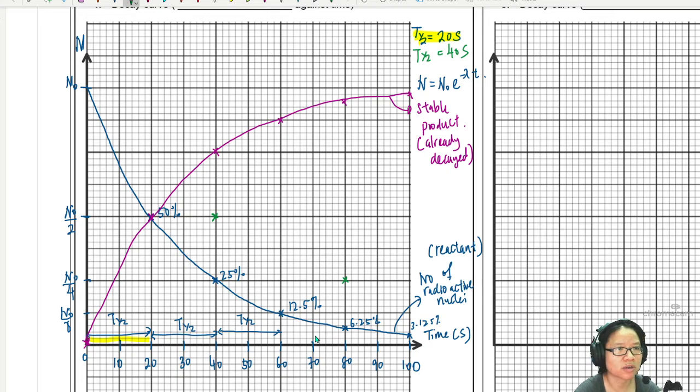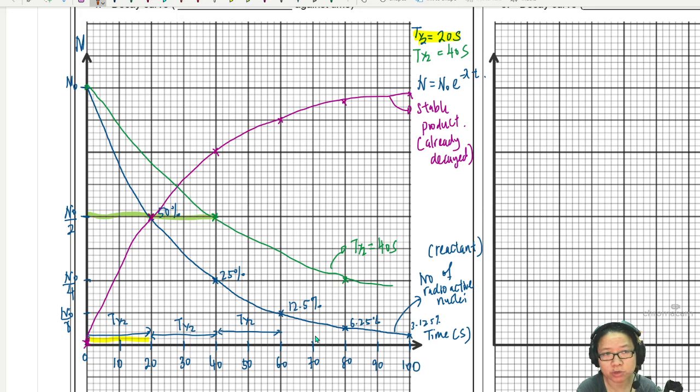Okay, and then that's all we have. So you could also join this in an exponential shape. So this one, the half-life is 40 seconds. And if you want to mark out the half-life, it will be from here to here. All right. Of course, half-life can also be shortened.